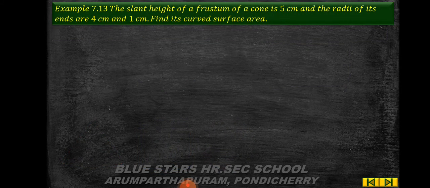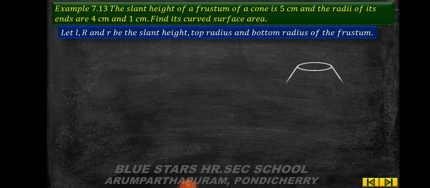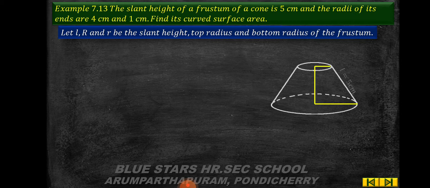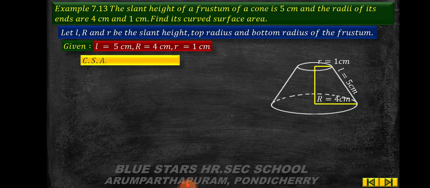Example 7.13. The slant height of a frustum of a cone is 5 cm and the radii of its ends are 4 cm and 1 cm. Find its curved surface area. Let L, capital R and small r be the slant height, top radius and bottom radius of the frustum. So slant height L is 5 centimeter, capital R is 4 centimeter, small r is 1 centimeter.